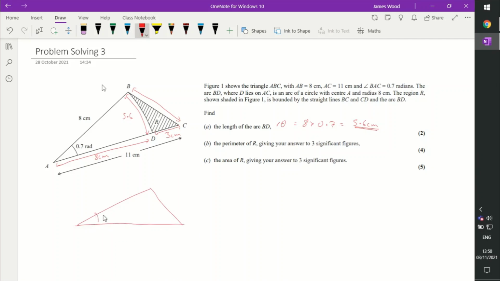So I've got 0.7 radians, I've got a length 8, and then I've got length 11 because I'm going all the way out to C, and then this length here, which I'm just going to call X. So I think the easiest way of solving this, because I don't know any other angles, is probably just going to be using the cosine rule. So A squared equals B squared plus C squared minus 2BC cos A. Now our angle is in radians, so again, make sure your calculator is set into radians because we're going to have to do cos of the angle.